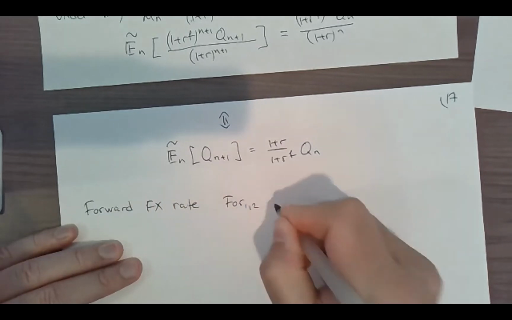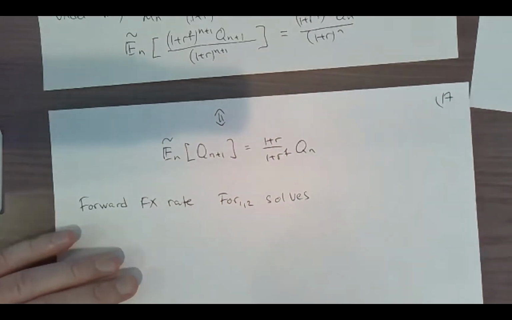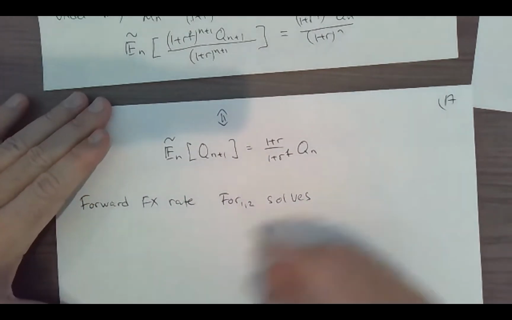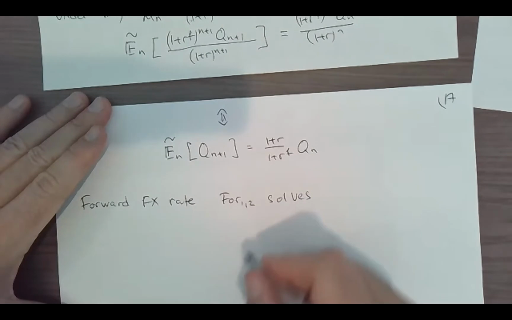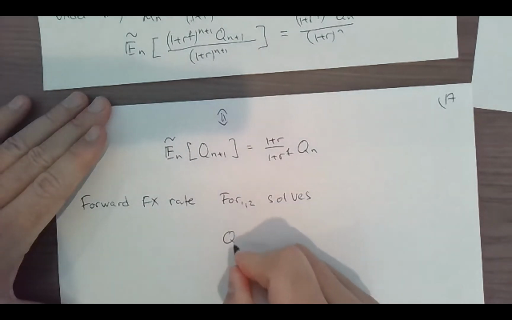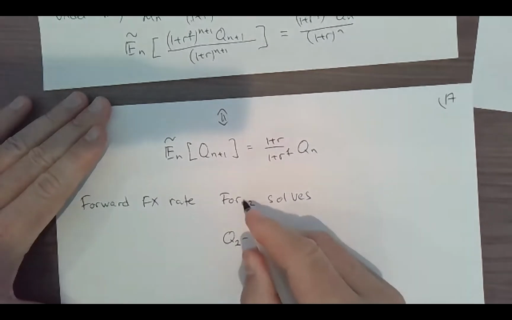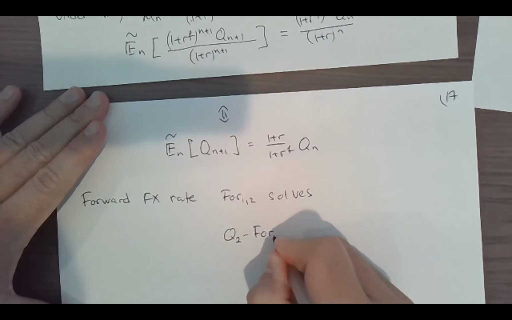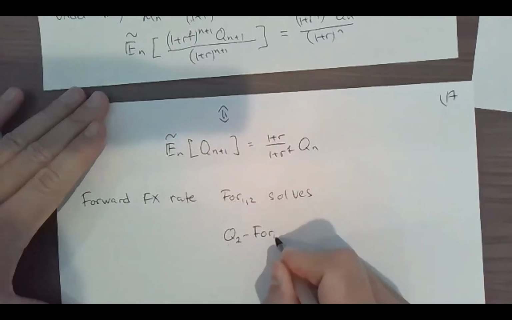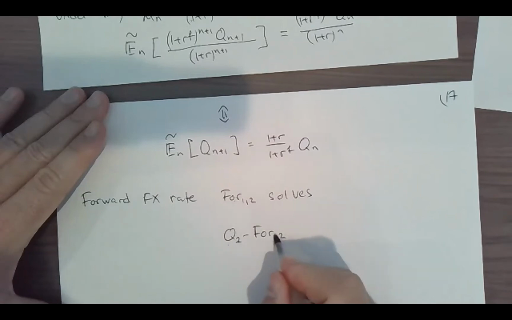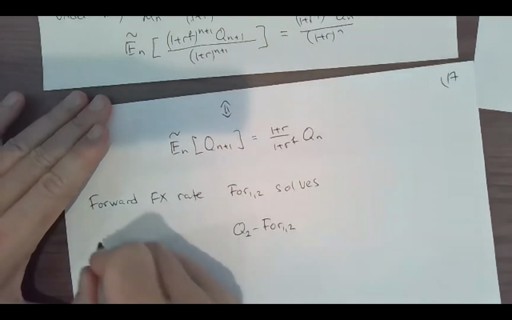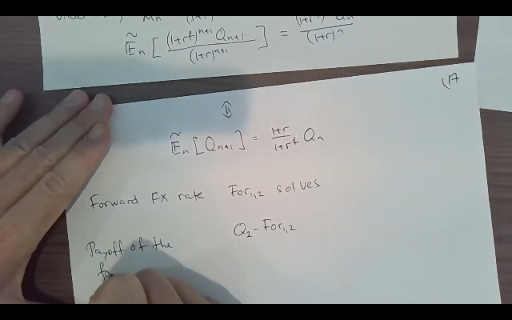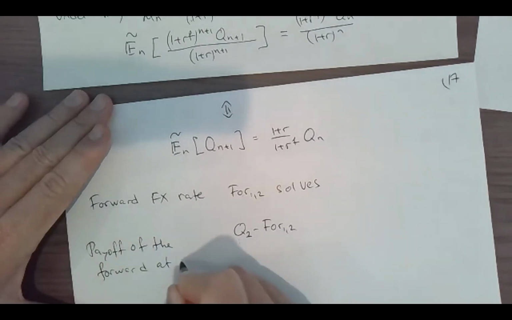if OR12, we know that it solves this: Q2 minus, and then this is F2 measurable. This one here is F1 measurable. This is the payoff of the forward at time 2.